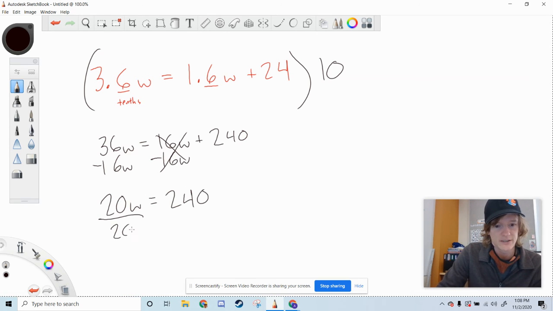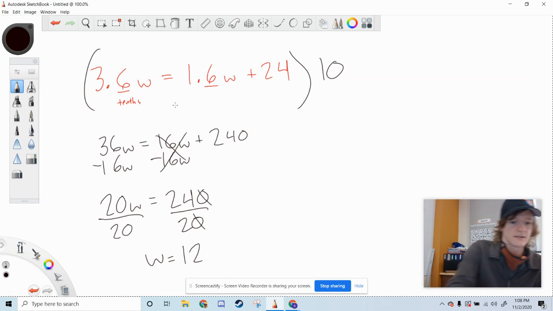Now I'm going to divide by 20. W equals, well, these zeros can cancel off. 24 divided by 2 is 12. So that one's not so bad. Definitely easier than working with these decimals, I think.